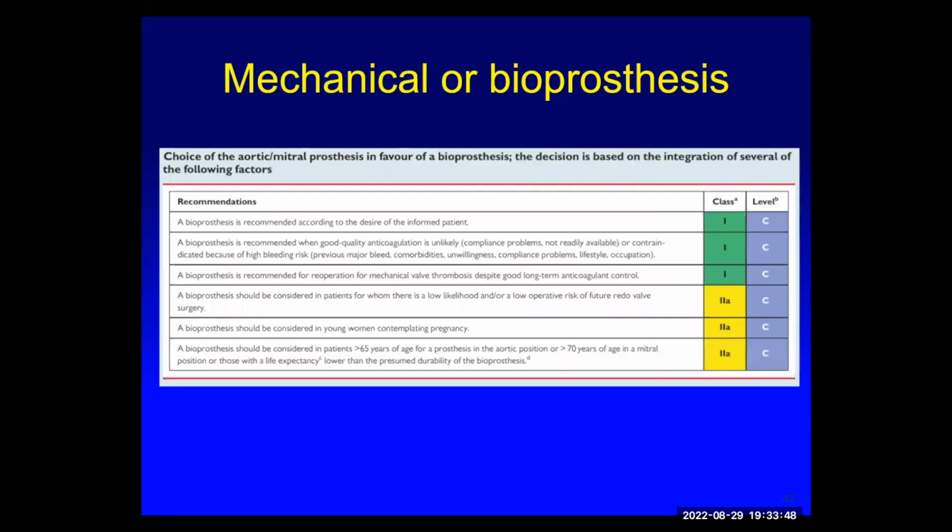Biological prosthesis, again, if the patient wants it, where we cannot achieve anticoagulation or we should not have anticoagulation. And again, bioprosthesis should be considered in young women contemplating pregnancy. I would try to repair if that's the case in a young woman at pregnancy age.